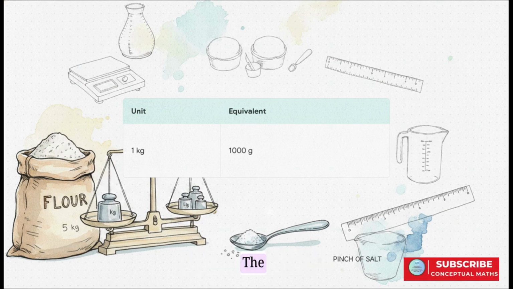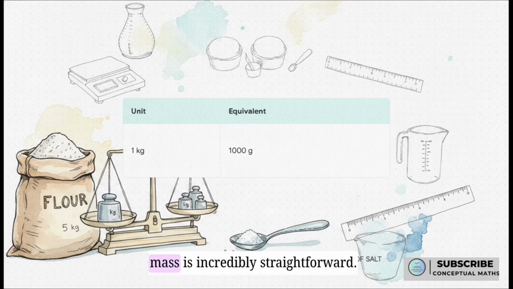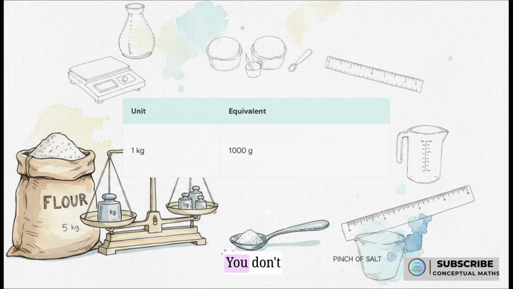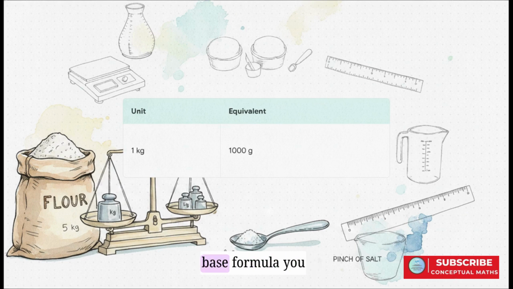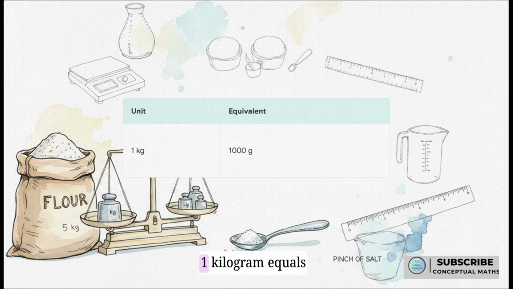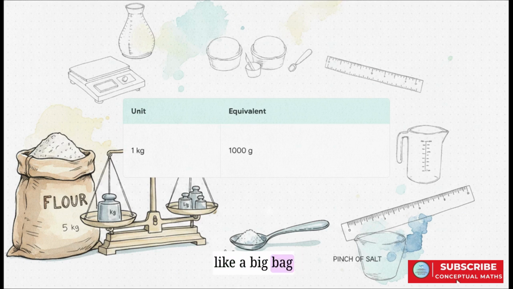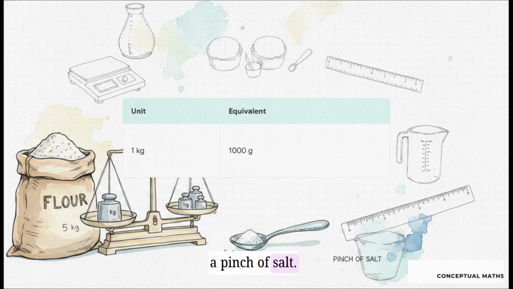You know, weight. The really great news here, measuring mass is incredibly straightforward. You don't need some massive list of formulas to memorize. There's just one simple base formula you need for this level. 1 kilogram equals 1,000 grams. Kilograms are the larger unit we use for heavier stuff, like a big bag of flour, while grams are the smaller unit for super light things, like a pinch of salt.